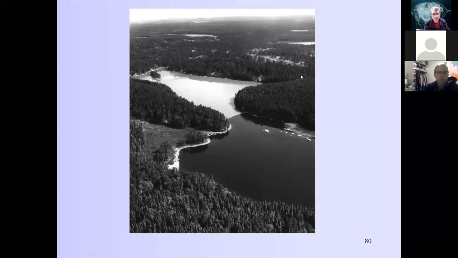David Schindler in the Experimental Lakes Area in Canada took this lake and put a plastic curtain right here. And this side received carbon and nitrogen, and this one received carbon, nitrogen, and phosphorus. This one had big cyanobacterial blooms. This one stayed clear. This one picture probably had more to do with getting the idea of phosphorus as a limiting nutrient across. A picture's worth 1,000 words, as they say.